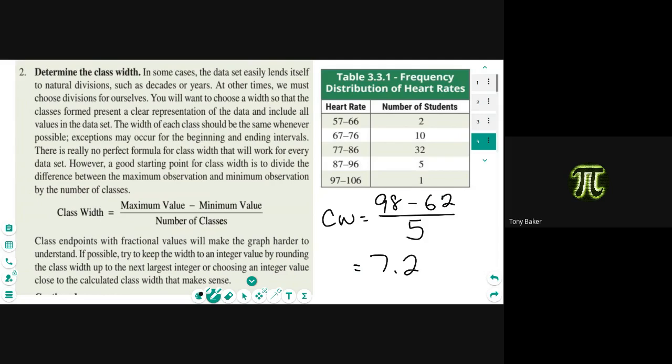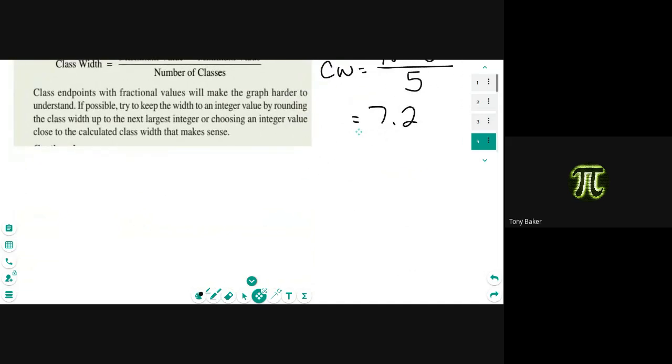Okay, so my class width is 7.2. So why'd they choose 10? You can use pretty much any number you want, as long as it's bigger than that number. Okay, so if we looked at this and we said, okay, let's do 6. Actually, we'll do the right one first. I'm going to do a class width of 8.